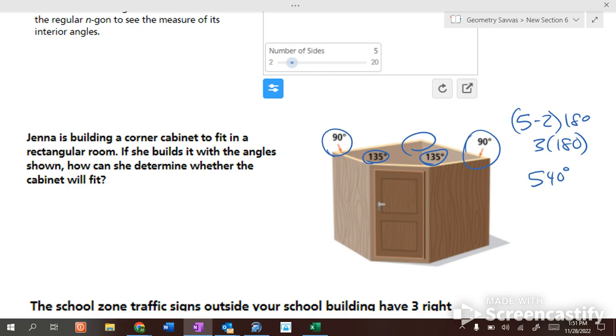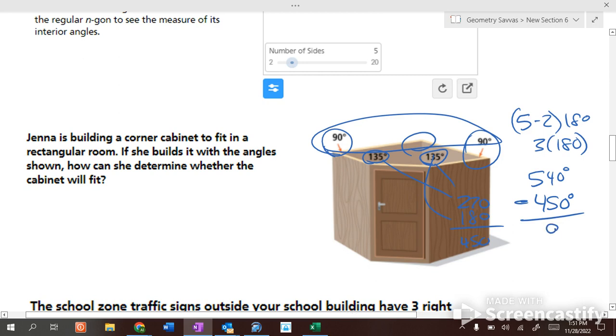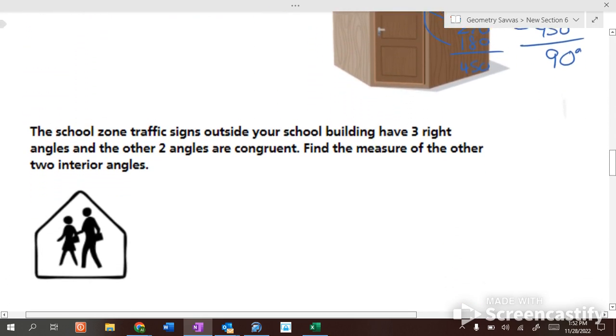Pentagon has 540 degrees. Now, if we take these two and add them up, they're 270. If we take these two and add them up, they're 180. Well, 180 plus 270 is 450 degrees. So these 4 angles add up to 450. What's left for the last one? Well, if we just subtract, we get 90 degrees. That last angle back here must be a 90-degree angle. Okay, that's how you work with polygons.